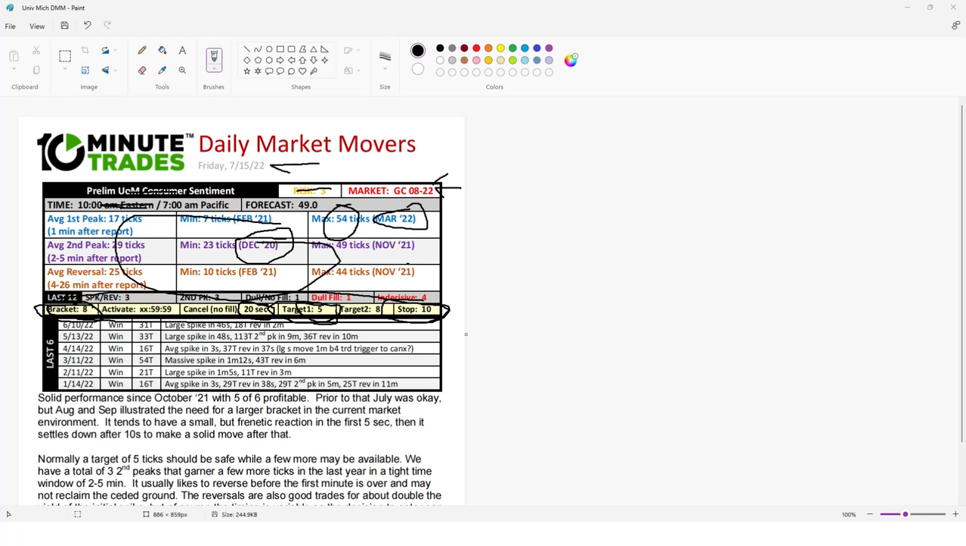So I'll normally give a range of targets. In other words, if the DMM says 5 to 8, I might say something like, well, our targets are between 4 and 12, and you can spread your two targets between that. So you might use 5 ticks and 10, or you might use 4 ticks and 11 for target 1 and target 2. Okay? You don't have to use exact targets. Targets are dependent upon the move and they are very variable. You don't want to lock yourself into a target.